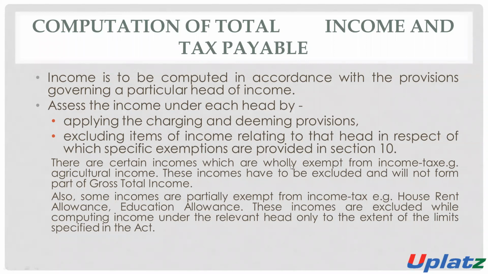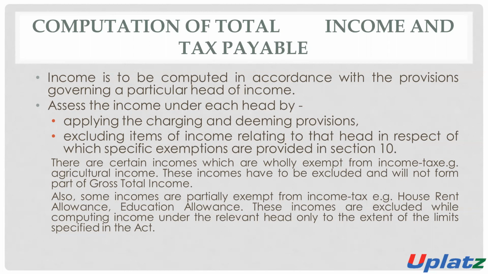There are certain incomes which are wholly exempt from tax, just like agriculture income. Agriculture income is totally exempted from tax, means on agriculture income there will not be any tax. And this income is to be excluded from the gross total income. Means the income which is not taxable will not become part of the total income, or the gross total income of the assessee, because it is not taxable.